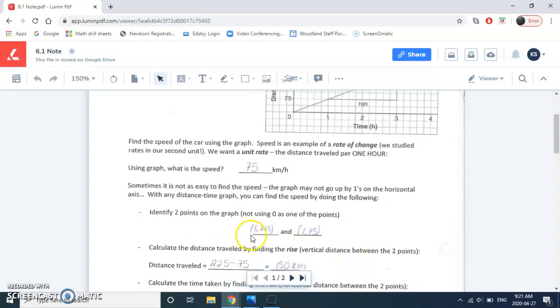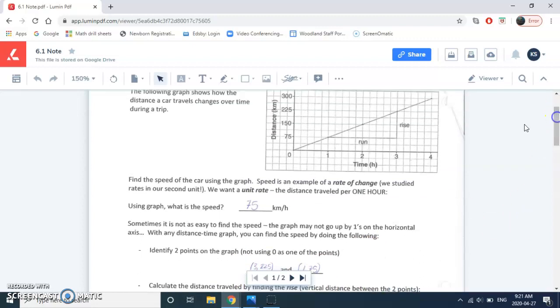So as we can see, the points we have here, we've got 3 and 225. So that 3 is our x-axis along there, and we see that it goes up to 225. So that's where we've got that number from. And 1 and 75. So we're going to use those 2 points. So again, we have our x and our y there.